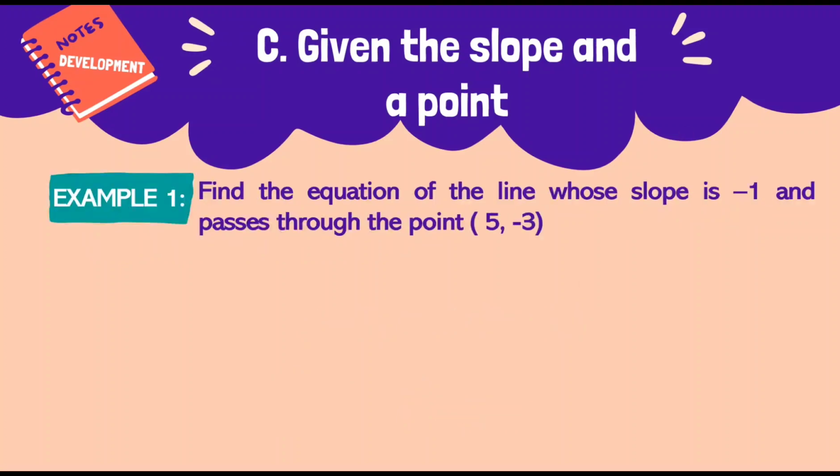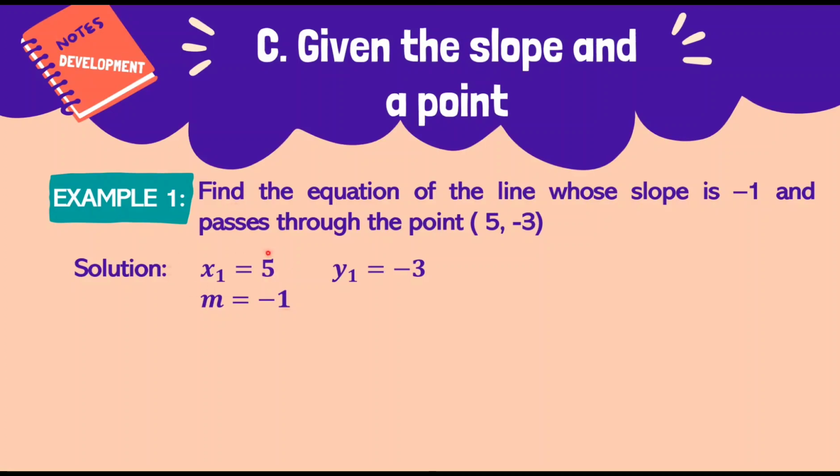Let us have the first example when the given are the slope and a point. So find the equation of the line whose slope is negative 1 and passes through the point 5 and negative 3. So just like what I've said earlier, we need to list down the value of our slope and the value of our x sub 1 and y sub 1. So, from the problem, yan, we can obtain that the value of x sub 1 is 5 and the value of our y sub 1 is negative 3. And then our slope is negative 1.